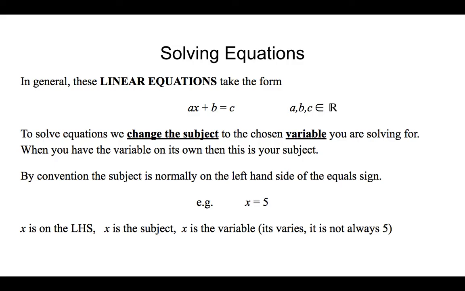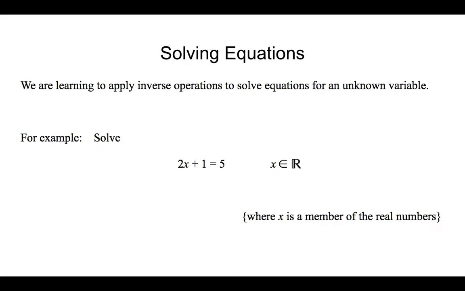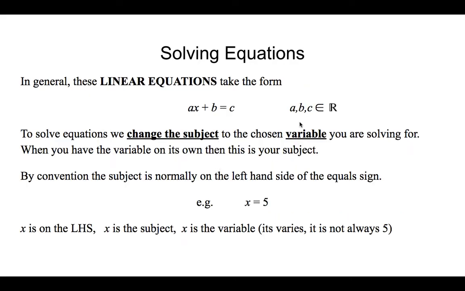So in the previous one, if I have a wee look back at it, a was equal to 2, b was equal to 1, and c was equal to 5. That is not always going to be the case, but they do all exist on the real number line.